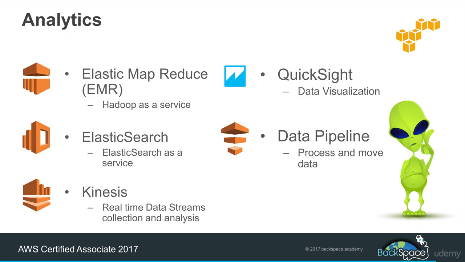The last category that I want to talk about is the analytics category, and the areas that we need to understand for an associate level certification is AWS Elastic MapReduce, or EMR, and that is AWS's Hadoop as a service. And Hadoop is an analytics service for analyzing large amounts of data. If you want to learn more about Hadoop, just go to hadoop.apache.org and you'll learn all about Hadoop.